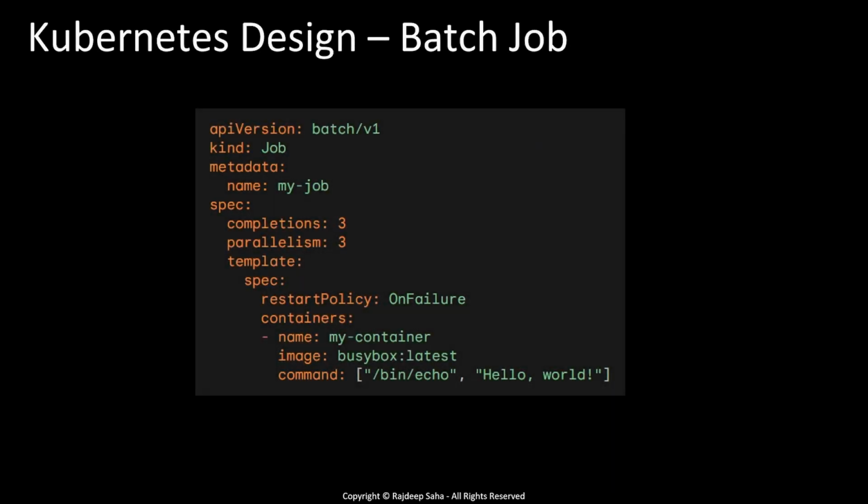Second one, you could say, is a Kubernetes batch job. So this is a sample manifest where the kind is job, right? And you could also mention how many parallel copies of your job can run. And then you could do a restart policy and then a container.